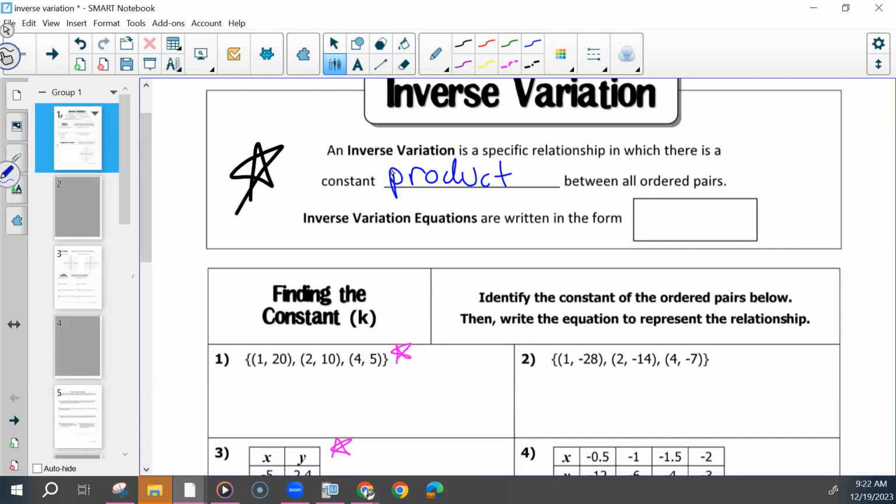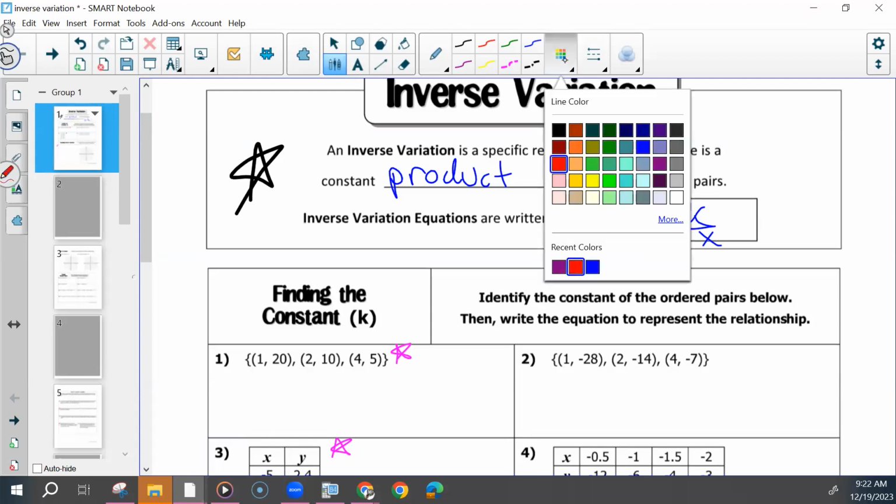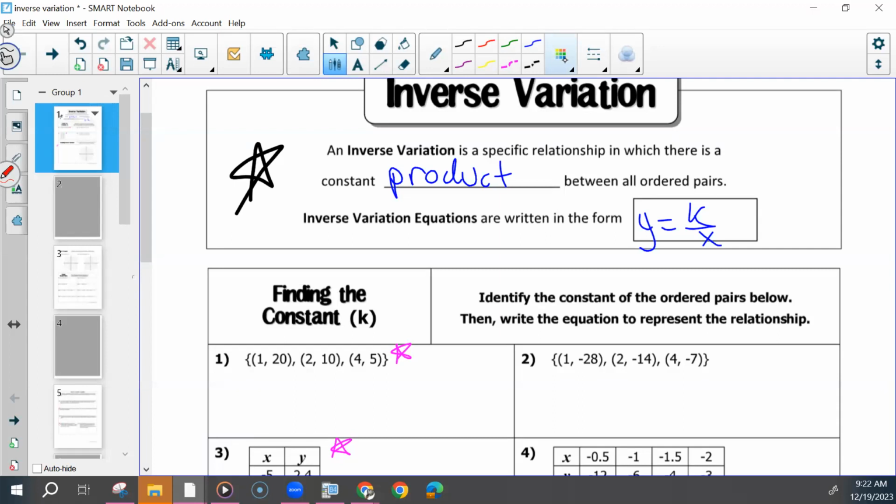So inverse variations have a constant product. The equations are written in the form y equals k over x, so slightly different from direct, because we're not dividing. And then to find our product, if we had to solve this for k, how would we do that? Multiply by x. It would be k equals yx. Multiply both sides by x, k equals yx, or xy, it doesn't matter. So that is the product that we're going to be using to find k for each of these.